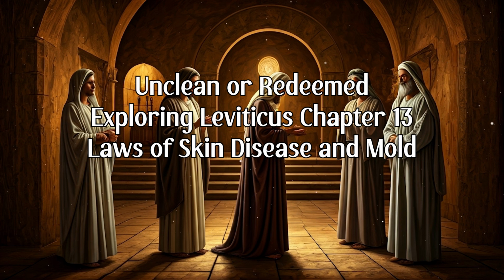And does the text mention what happens if that raw flesh then turns white? Does it cycle back? Yes, it completes the cycle. If the raw flesh changes and turns white, the text says they must return to the priest. The priest examines them, and if the sores have indeed turned white, he pronounces them clean again. Wow, okay. It's a dynamic status based purely on these visual signs.